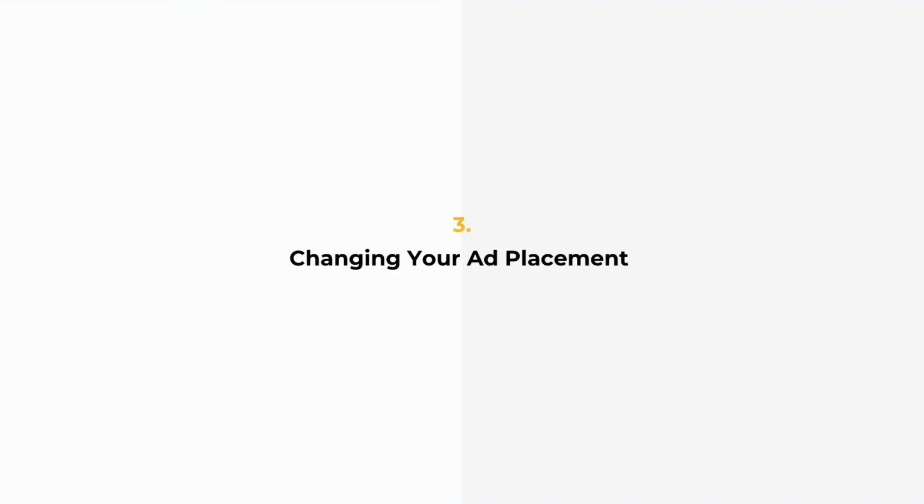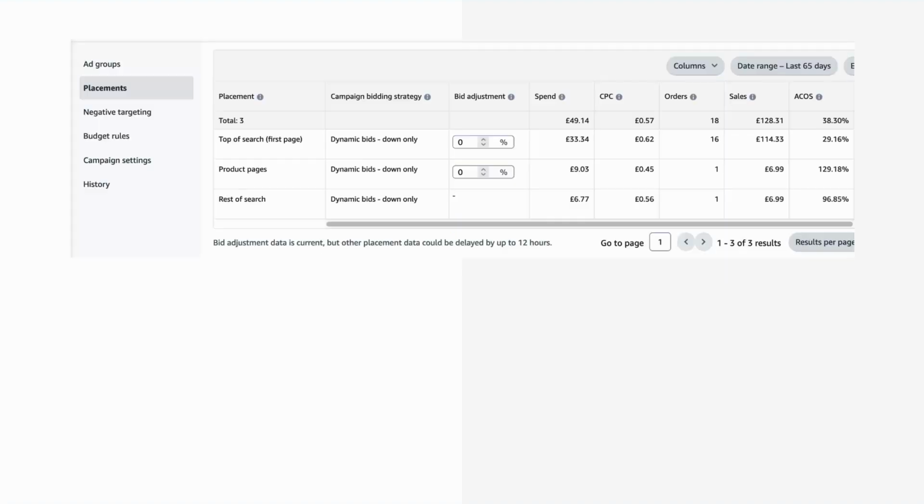So another way you can optimize and make your auto ads more profitable is by changing your ad placement. So this is the view you get when you access your auto ad placement section. Again, on the left hand side here, just look for the placements tab and you will see a screen like this. And what it basically shows you is the 3 areas in which your auto ad places your book advert. So it can be either in one of 3 places. It can be the top of search, it can be in product pages, or it can be in rest of search. And you can see here the different metrics that are brought about as a result of these different placements.